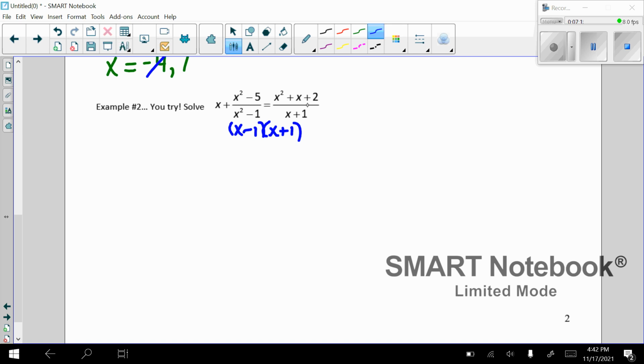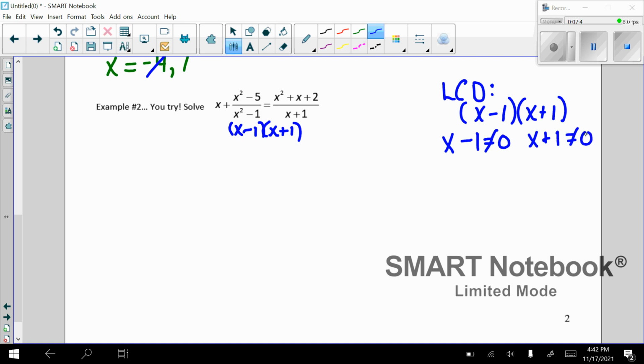So hopefully you can see x minus 1 times x plus 1 will be our least common denominator. That contains all of the elements of all of the denominators. This one is just over 1. So least common denominator, x minus 1 times x plus 1. Let's go ahead and write our restrictions. So x minus 1 can't be 0 and x plus 1 can't be 0, which means x cannot be 1 or negative 1. So we're just going to keep that aside now, and we're going to go back to the equation and solve.